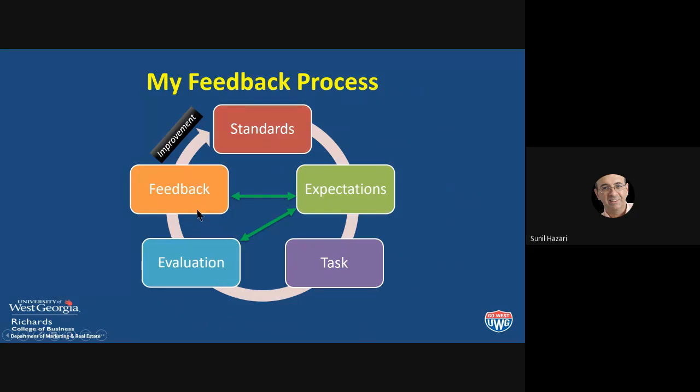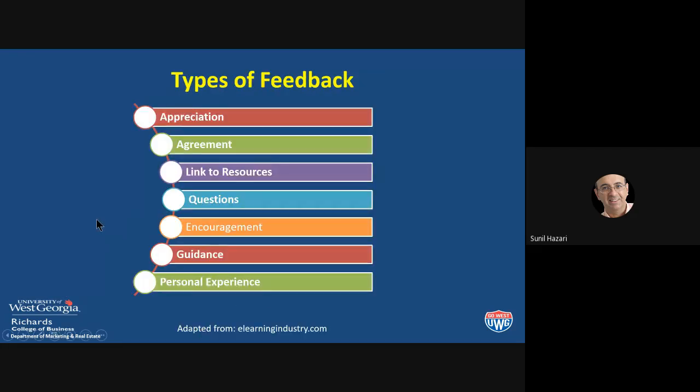Now, these two blocks, the evaluation block and the feedback block, should always be tied to the expectations, and that results in improvement. And when you see the next assignment, you will notice that as a result of your feedback and your evaluation, there is much improvement in meeting the next set of standards. So this is just a visual representation to help see how feedback ties in with the whole instructional process.